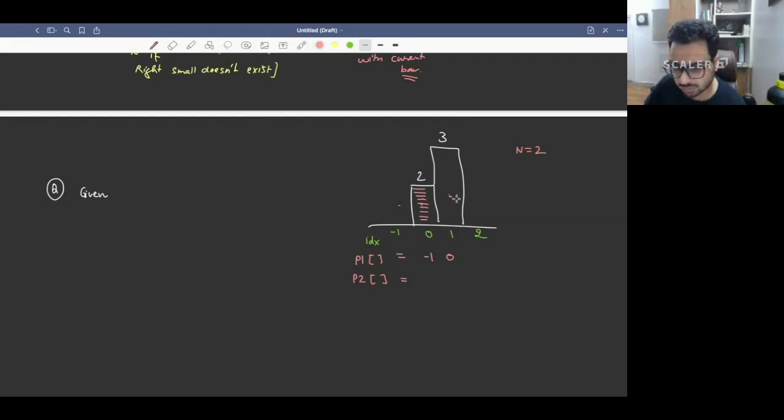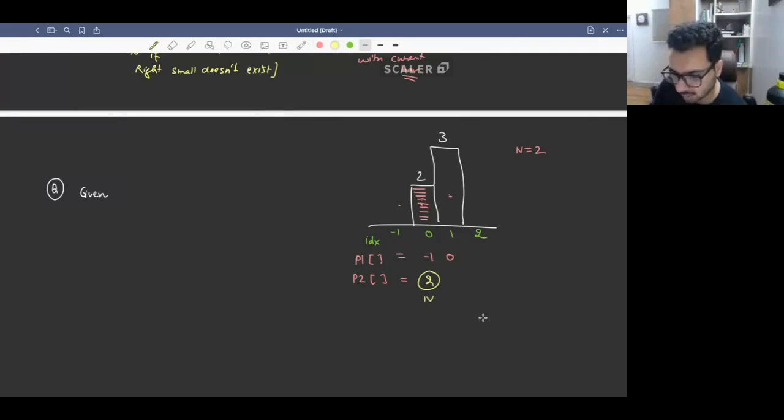Now do it for this bar. What is the element which is on the right and is having less value than 2? I don't have anything. So what should I put here? I should put n, that is 2. So this value is n.